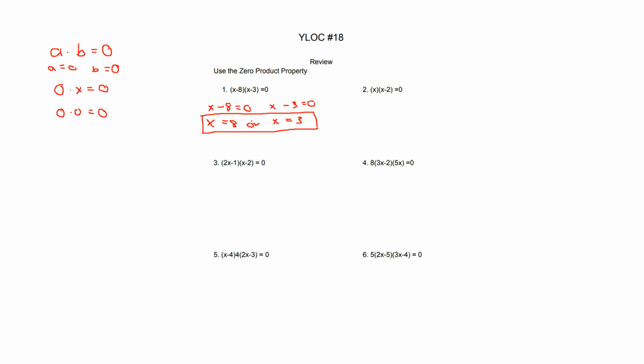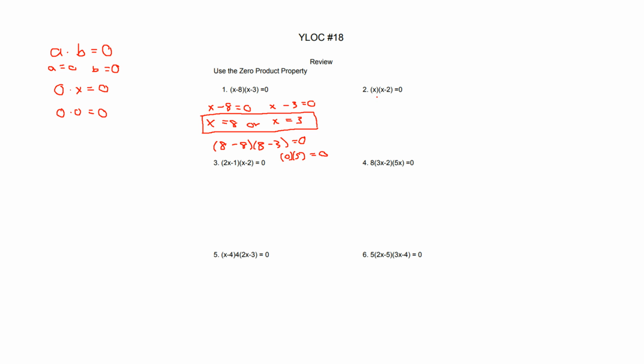And it's because if you substitute 8 into this, right, it'll be 8 minus 8 times 8 minus 3 equals 0. And 8 minus 8 is 0, and 8 minus 3 is 5, so it's 0 times 5 equals 0. And we know that 0 times 5 equals 0, so we know this is true. And this is one of the cases I was talking about. So it's either both of these are 0 or one of them is 0. So that's why we just set them both equal to 0 and solve for it.